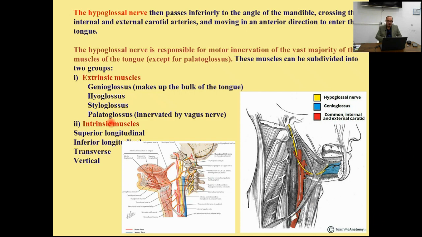The hypoglossal nerve is responsible for motor innervation of the vast majority of the muscles of the tongue, except for palatoglossus. These muscles can be subdivided into two groups, extrinsic muscles and intrinsic muscles. As in this picture, we have extrinsic ones: genioglossus, hyoglossus, styloglossus, and the palatoglossus, which is innervated by the vagus nerve. Intrinsic muscles of the tongue include superior longitudinal, inferior longitudinal, transverse, and the vertical muscles.